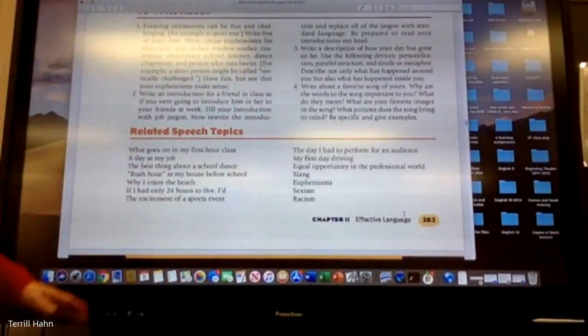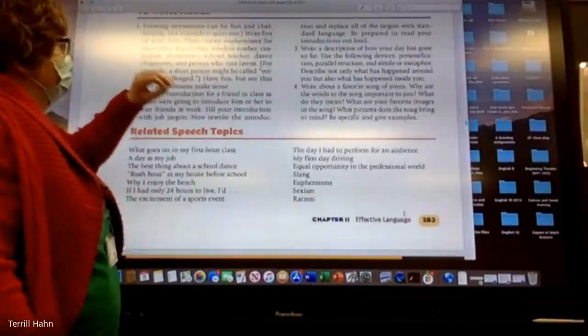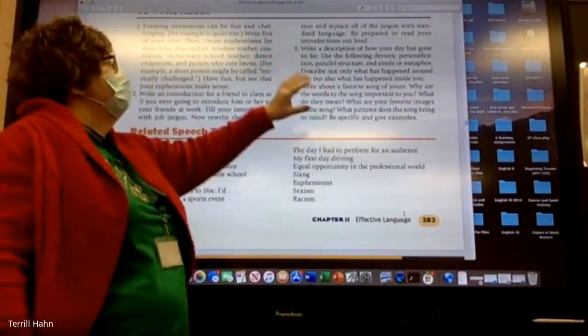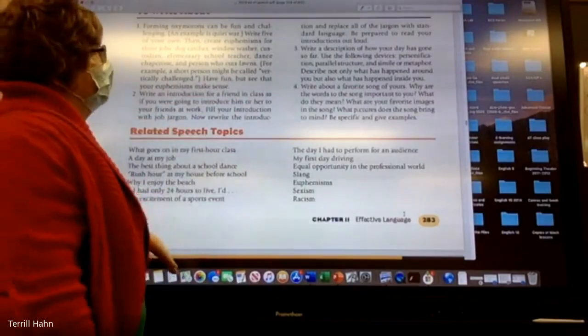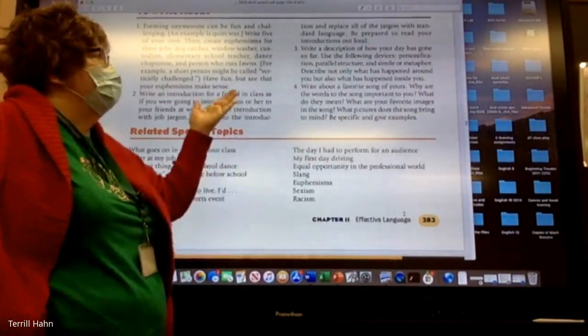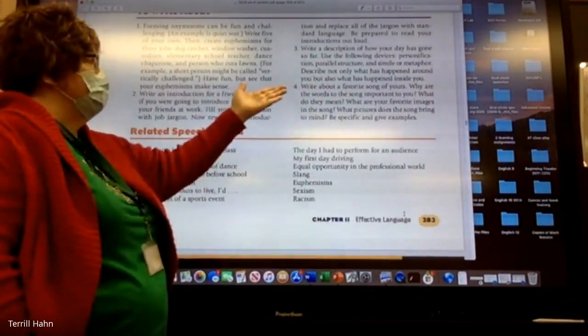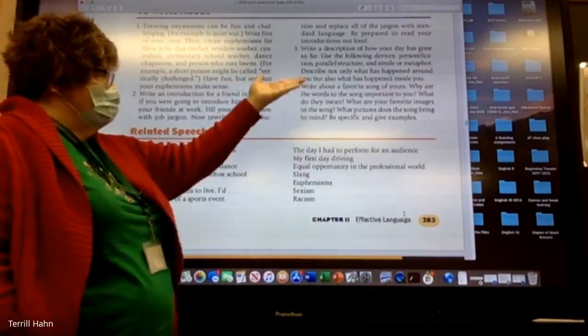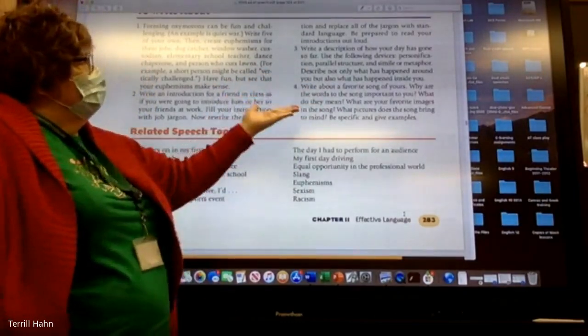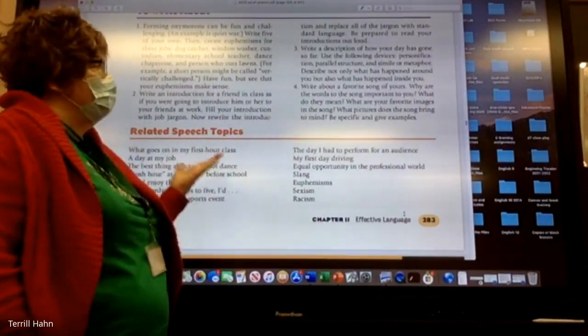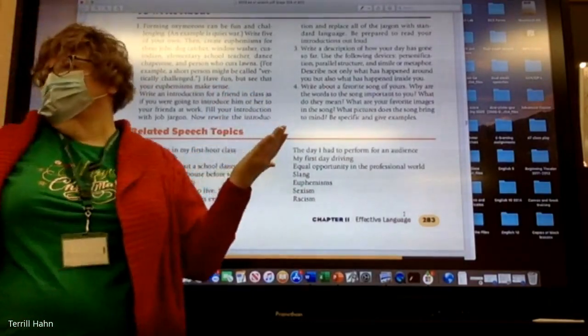All right, so we're going to look at these. So I said from this to write about number 3 or number 4. So here are 2 of your options. Number 3, write a description of how your day has gone so far. Use the following devices: personification, parallel structure, and simile or metaphor. Describe not only what has happened around you, but also what has happened inside you.